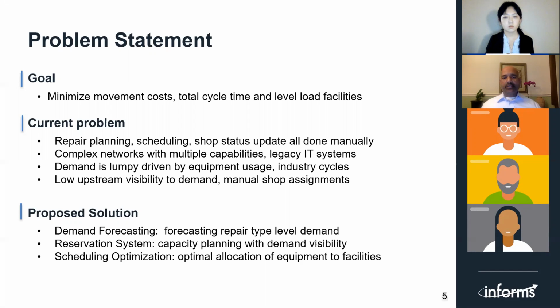Demand is lumpy, typically usage driven or driven by the industry cycles. There is typically low upstream visibility to demand, and these assignments are done manually. Therefore, the solution we came up with has three major components. One is the demand forecast, and there are many different levels of demand I will talk about. Then the reservation system, so you can do advanced capacity planning, and a scheduling optimization. That is the optimization algorithm to assign the right repair to the right facility, and also minimize the movement costs and level load the facilities I spoke about.